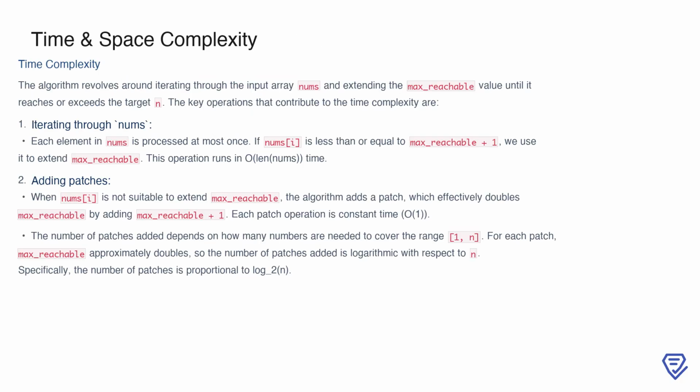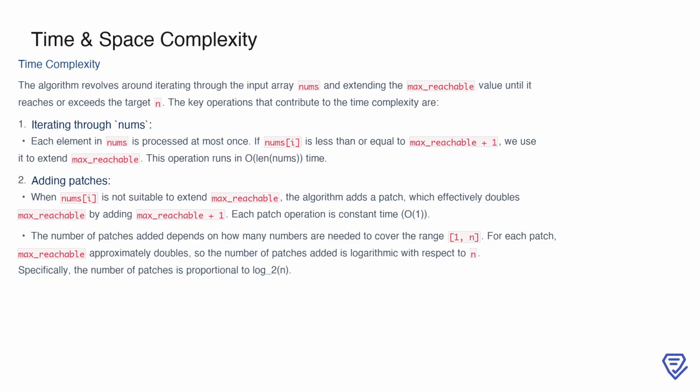The time complexity of the algorithm can be understood by analyzing the 2 key operations it performs. First, it iterates through the input array nums. For every element in nums, if the element is less than or equal to max_reachable plus 1, it gets used to extend the max_reachable value. This step processes each element in nums at most once, which makes it run in linear time, or O(len(nums)).